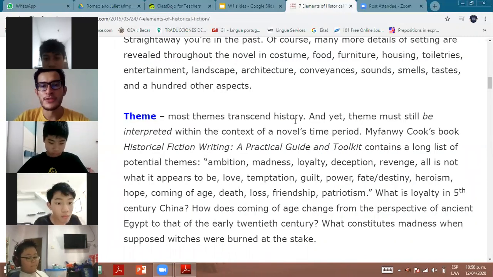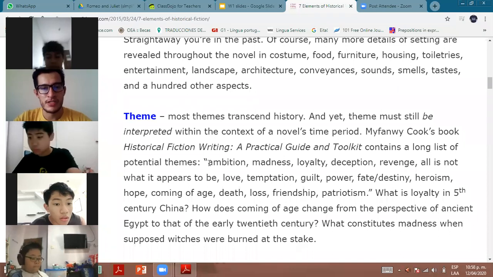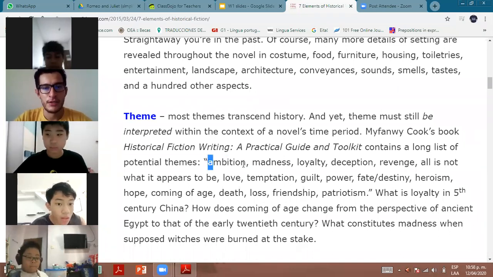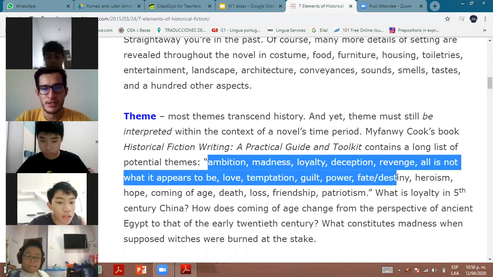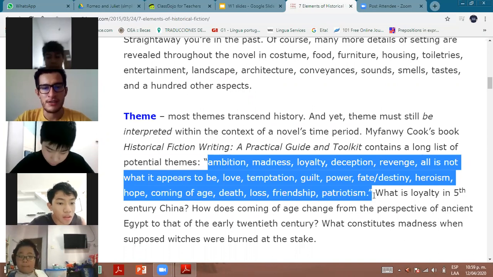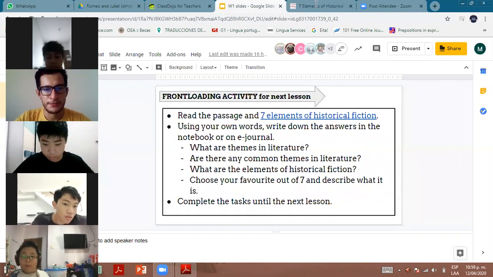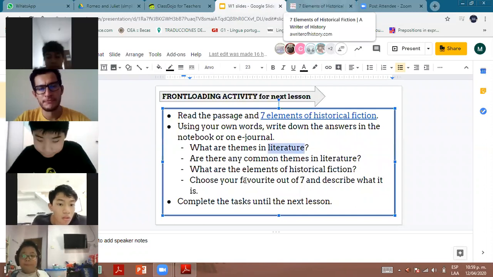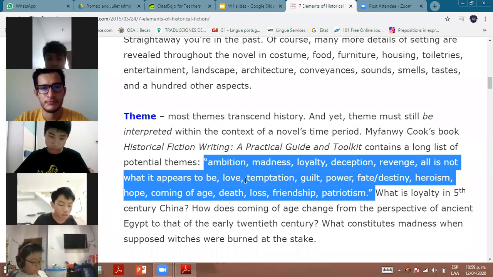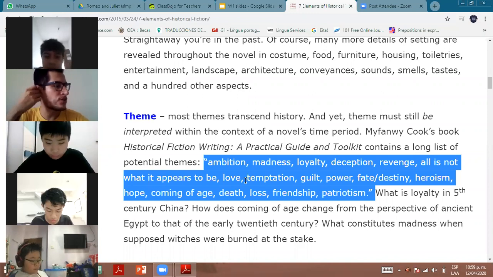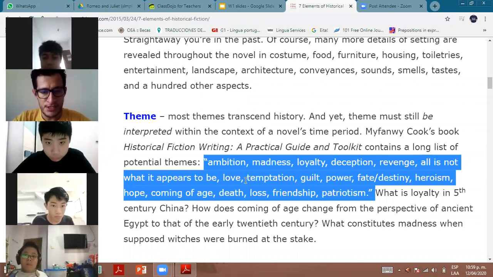Most themes are present throughout history, and yet a theme must still be interpreted within the context of a novel's time period. Those are some examples: ambition, madness, loyalty, deception, revenge, love, temptation, guilt, power, heroism, hope, coming of age, death, loss, friendship, patriotism. Those are some themes, so that could be the answer to this question. So those are some common themes that you can find in different literature.